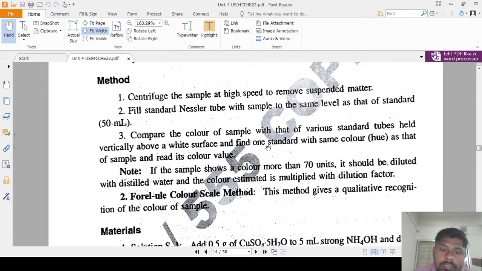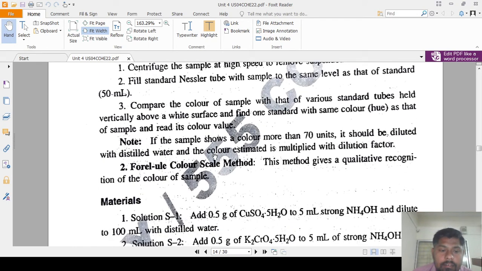Then, what happens here? The color of the sample solution may match with one of the above standard solutions, and on the basis of that, read its color value. Like if the sample shows a color more than 70 units, it should be diluted with distilled water, and the color estimated is multiplied with the dilution factor. What does it mean?